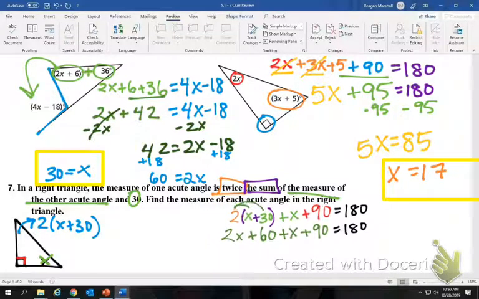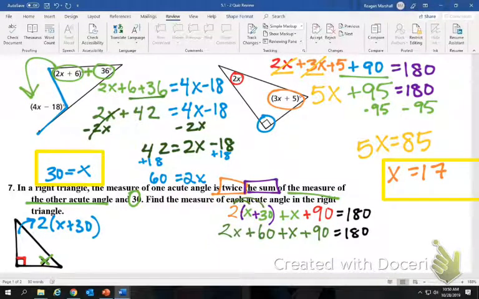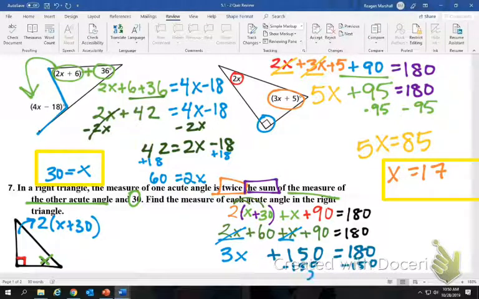We'll continue to combine like terms. We have 2x plus x, which makes 3x. 60 plus 90, which is 150. What's my next step? Subtract that 150. I'm going to run out of room. So 3x equals 30. So that means x equals 10.